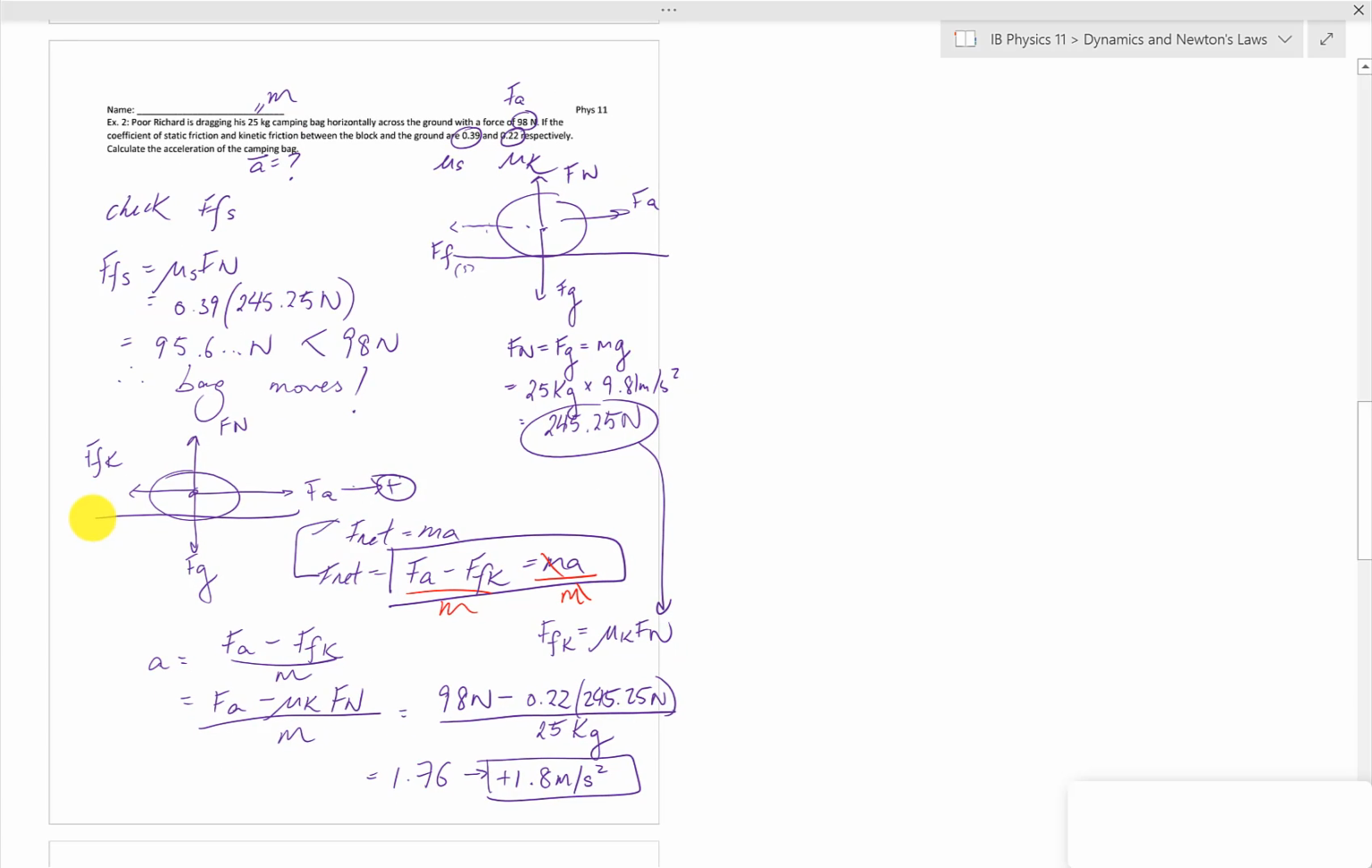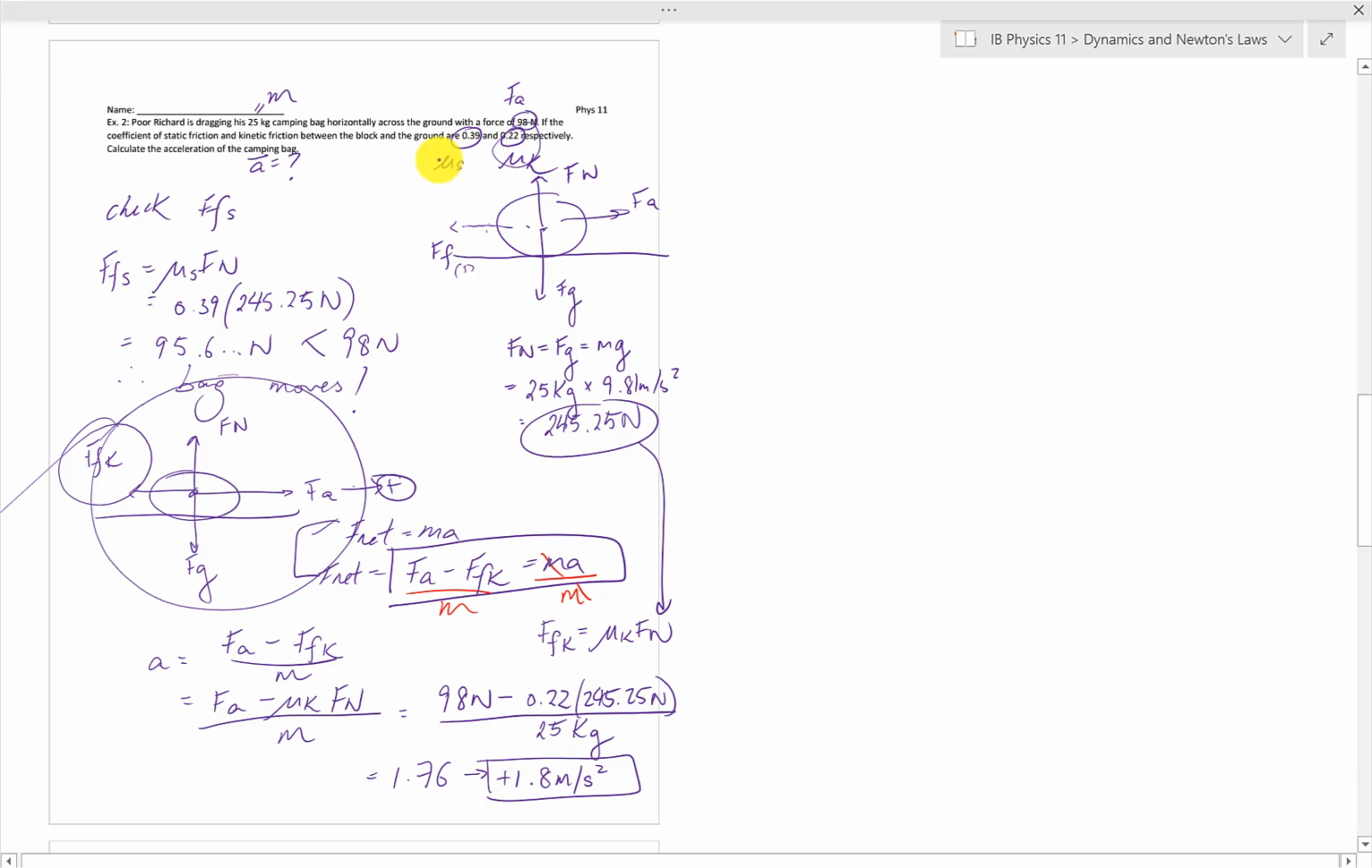Okay, and here are our solutions. We find out that poor Richard does have enough applied force to break the camping bag from the clutches of the static friction. So then we moved ahead to calculate the acceleration, but this time using the force of kinetic friction and the coefficient of kinetic friction instead.